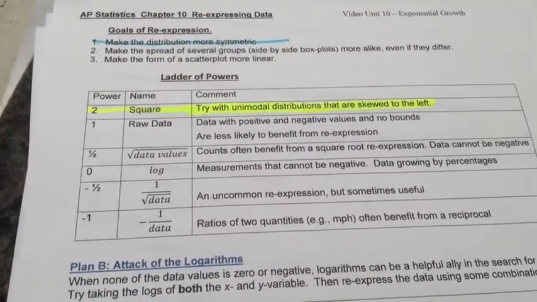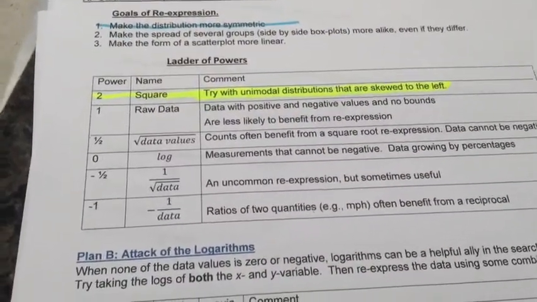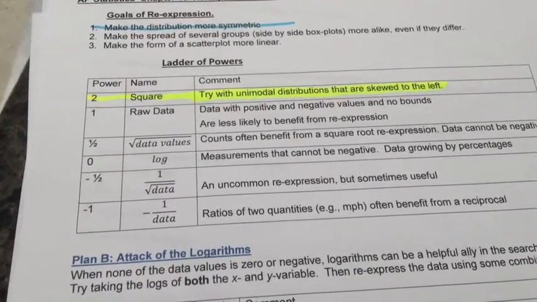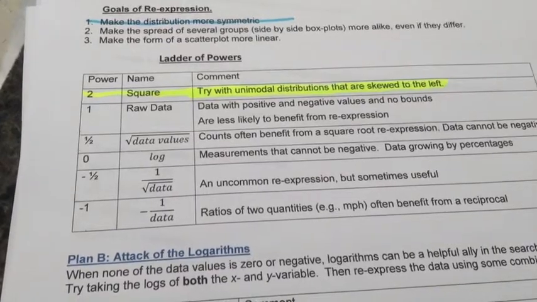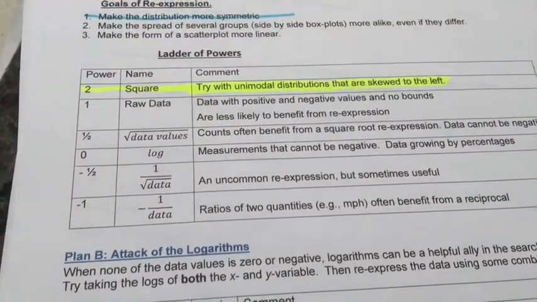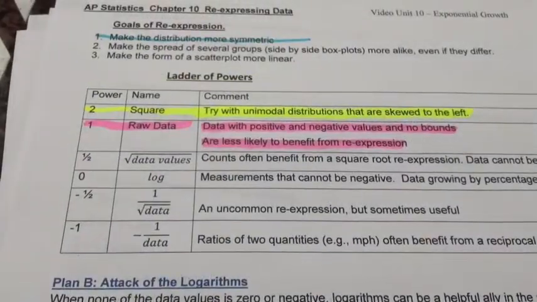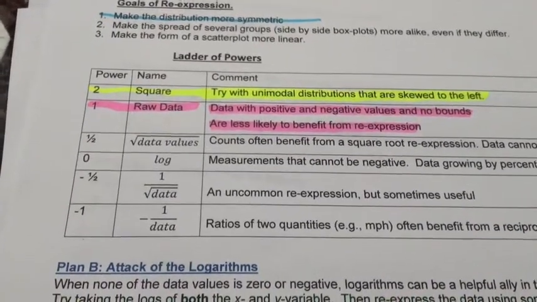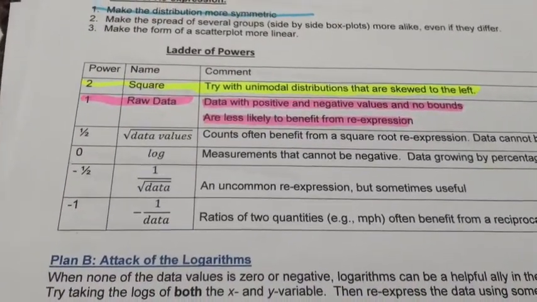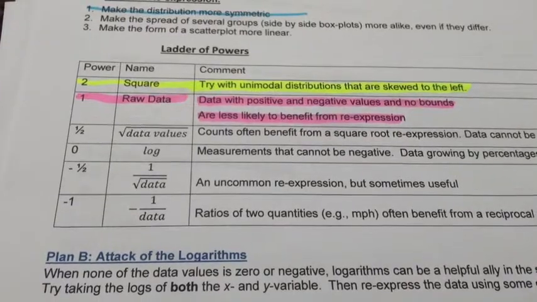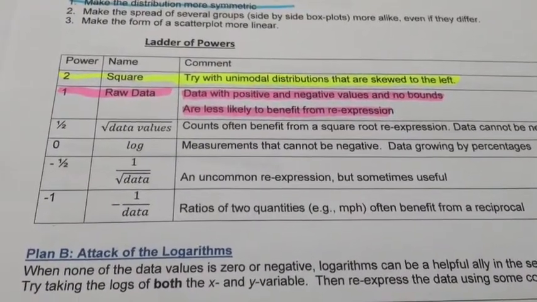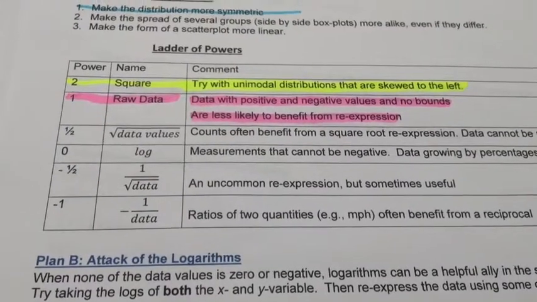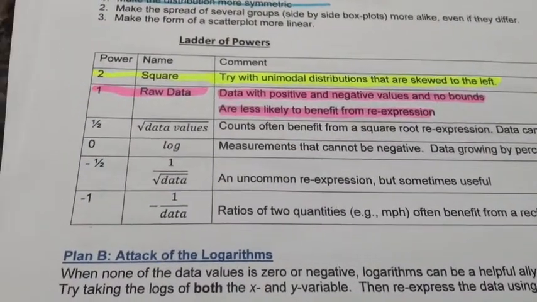Alright, so let's go over the ladder of powers. We'll start off first with the square power. You want to try this with a unimodal distribution that is skewed to the left. Alright, next we got the raw data power, and you use this with data that has positive and negative values, and has no bounds. These are less likely to benefit from being re-expressed.